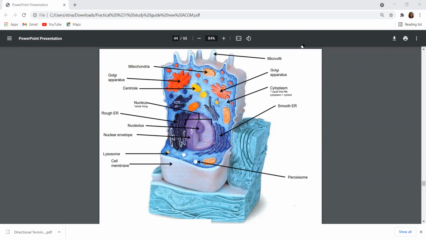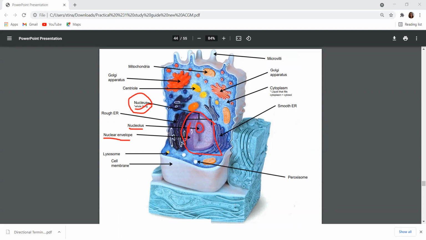The other thing to point out here is around the nucleus. So the nucleus has some different parts to it. The nucleus is the whole thing. So it's this whole entire purple ball that I'm circling right here. That is the nucleus. But within the nucleus, you have this outside skin of the nucleus. That outside skin is called the nuclear envelope. And then this ball inside the nucleus is called the nucleolus.